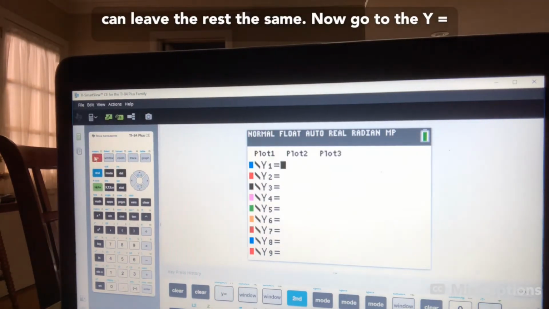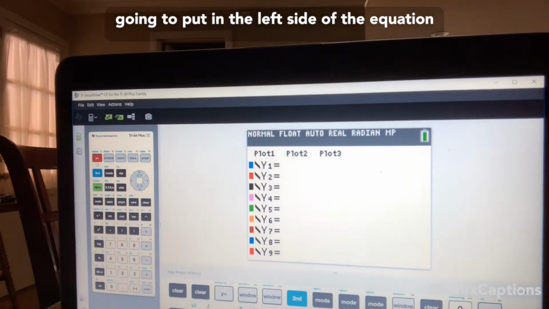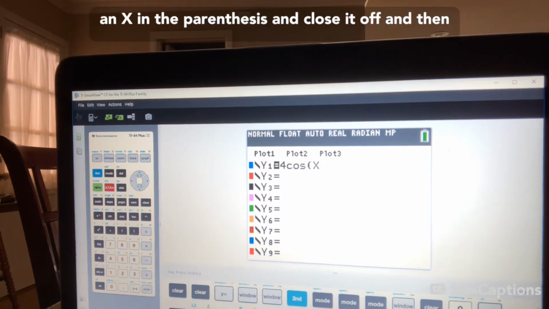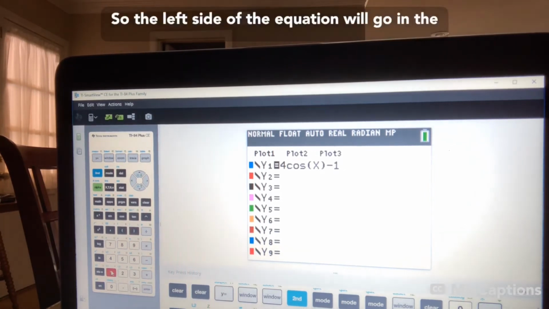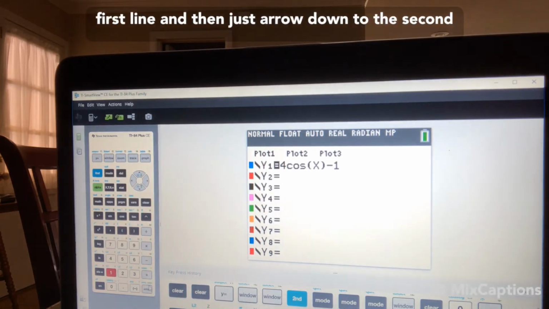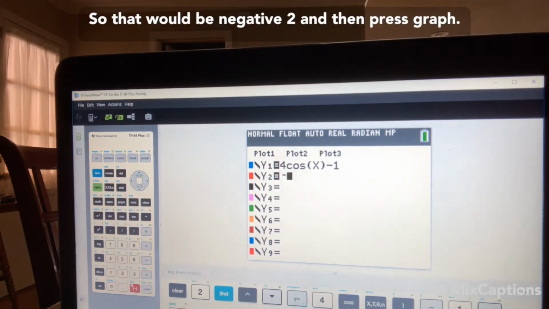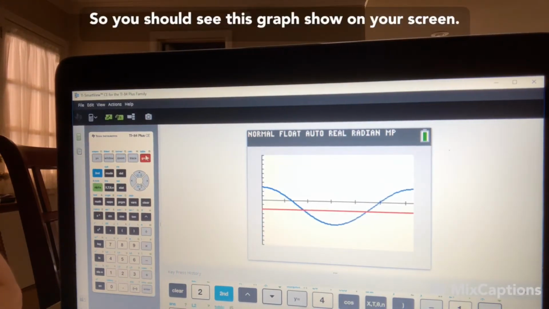Now go to the y equals screen where you enter the equation. And you're going to put in the left side of the equation first. So that would be 4 cosine, and just put an x in the parentheses and close it off. And then put -1. So the left side of the equation will go in the first line, and then just arrow down to the second line, and then put the right side of the equation. So that would be -2. And then press graph.